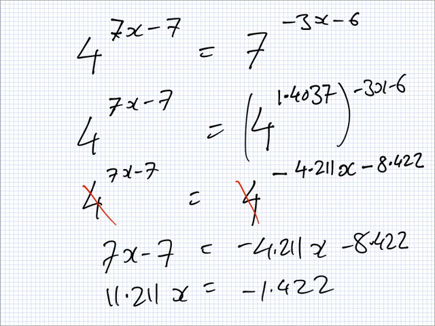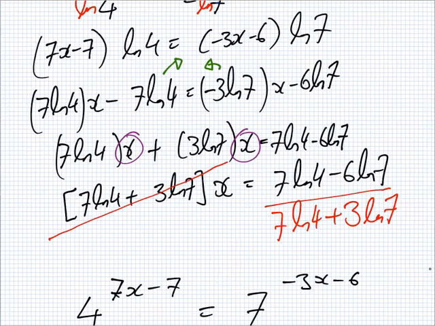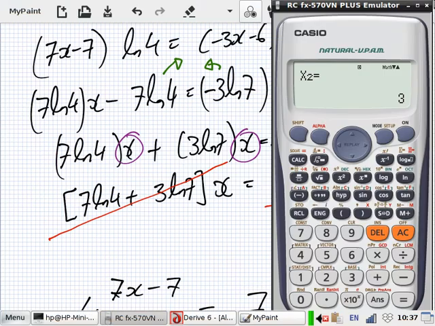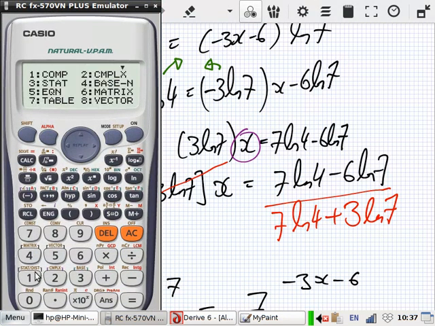Okay, so 11.211. What do you get here? Minus 0.1268. So 127. Now let's see what happens if we type this in on our calculator from the previous question. Let's see if we get the same answer. It's like a difference of 2 decimals.